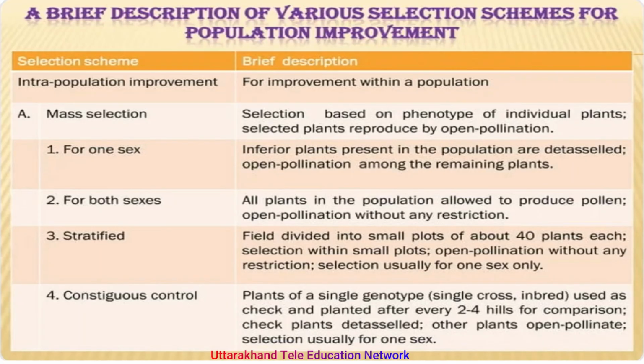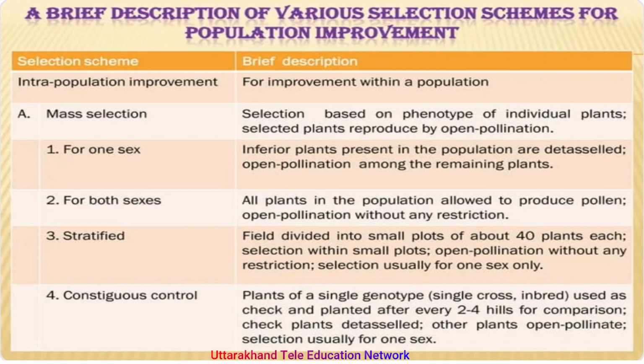A brief description of various selection schemes for population improvement. For intra-population improvement, a brief description for improvement within a population. First, mass selection: selection based on phenotype of individual plants. Selected plants reproduce by open pollination.